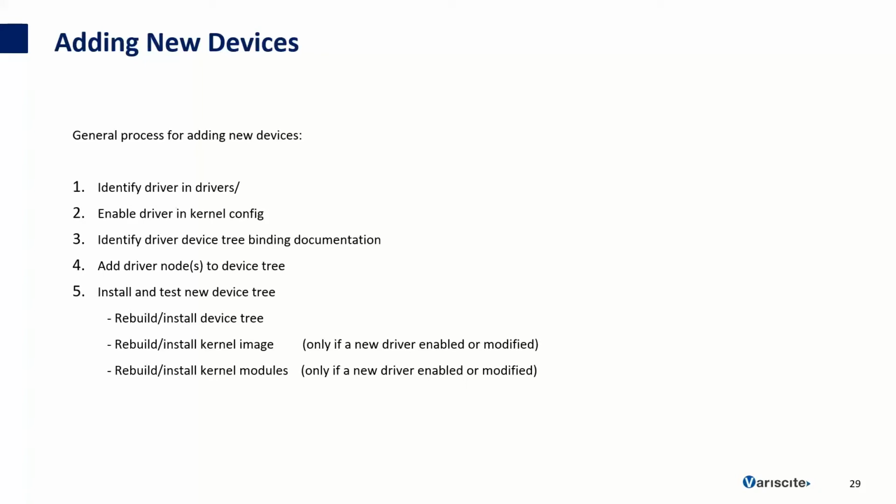Okay, so now let's walk through adding an example device node. Generally, a process that you can follow for adding new devices is listed here. The first step is to identify the driver in the drivers directory. And then the next step is to just confirm that the driver is enabled in the kernel configuration. The next step, step 3, is to identify the device tree binding documentation for that driver. And then step 4 is to use that documentation to add the necessary nodes to the device tree. And then finally, in step 5, you'll want to install and test the new device tree file.